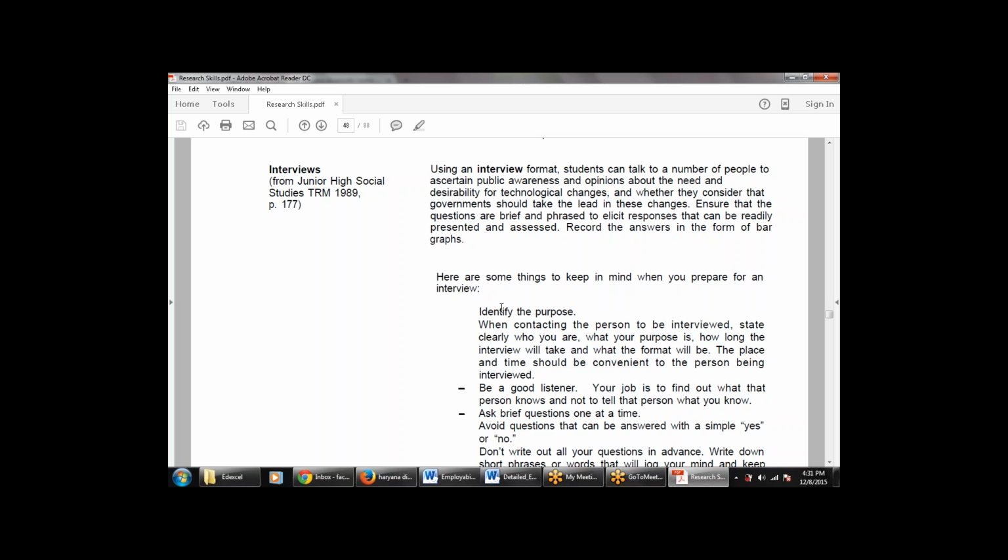Then, when contacting the persons to be interviewed, state clearly who you are, what your purpose is, how long the interview will take, and what the format will be. That is, why you are conducting the interview, who you are, what your position is, and how long the interview will take. The place and the time should also be convenient to the person. Keep in mind that the place and time for the interview should be convenient for the interviewee.